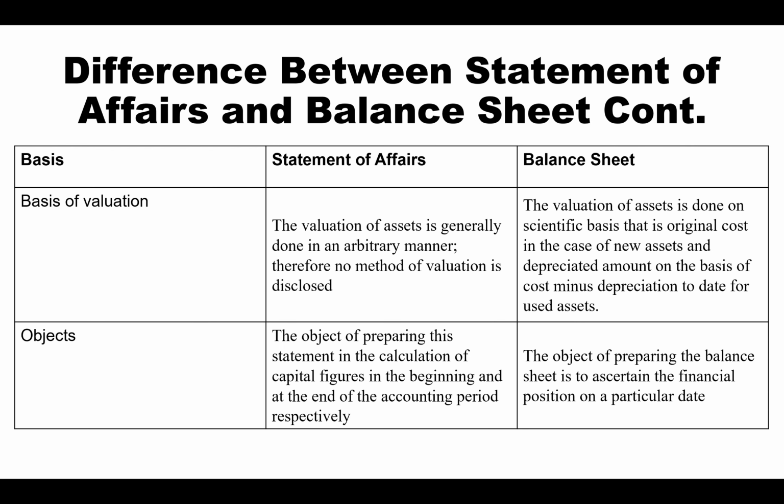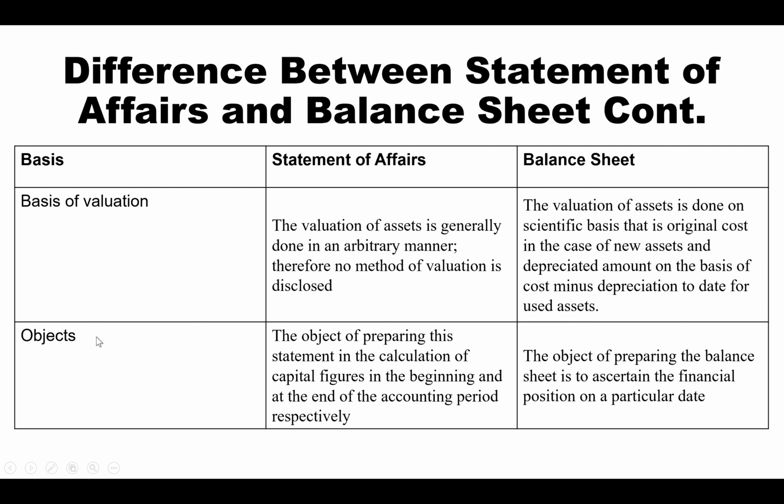Let's continue. On the basis of valuation, in the statement of affairs the valuation of assets is generally done in an arbitrary manner. Therefore, no method of valuation is disclosed. But in the balance sheet, the valuation of assets is done on a scientific basis. That is original cost in the case of new assets and depreciated amount, on the basis of cost minus depreciation to date, for used assets.